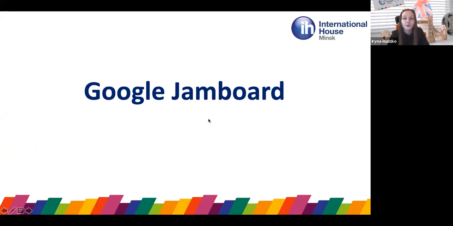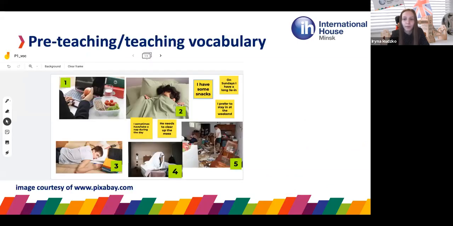So the first resource is Google Jamboard. It's an empty board where you can draw and add some pictures and sticky notes. I use it to pre-teach or teach new vocabulary. I create a board, then make copies for every pair in my group and ask them to match, for example, pictures and phrases in pairs before we check it open class.